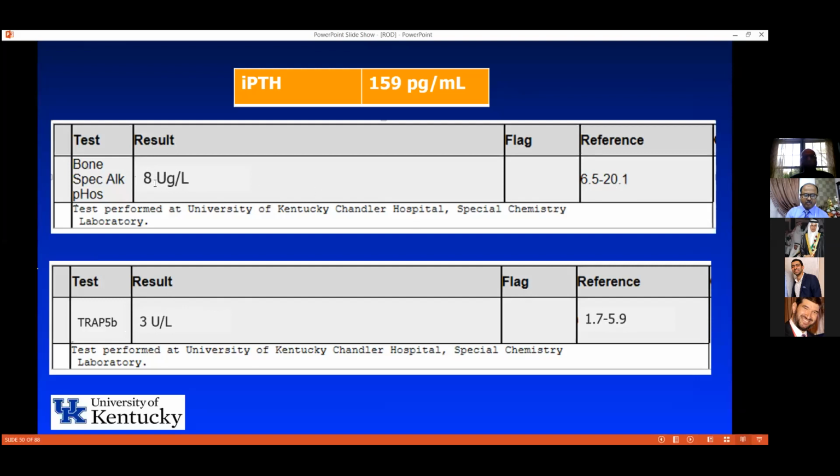So if we can take bone-specific alkaline phosphatase as a biomarker of bone formation, it's a little bit on the lower side. And also the TRAP 5b, as a marker of bone resorption, is on the lower side. So this patient might have low bone formation, low bone resorption. So this patient might have low turnover or adynamic bone disease.